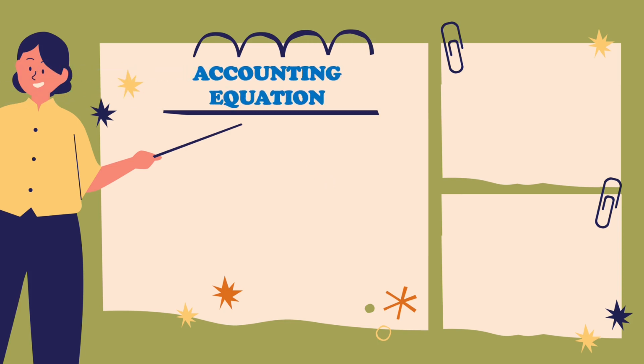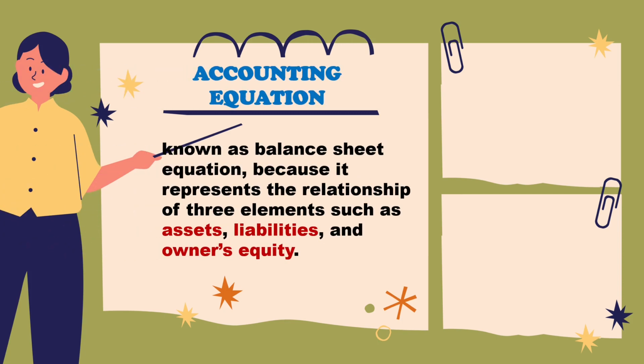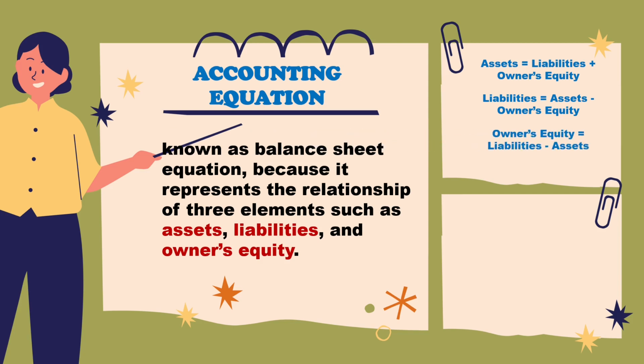Okay, accounting equation. It is known as the balance sheet equation because it represents the relationship of three elements: assets, liabilities, and owner's equity. The accounting equation is assets equal liabilities plus owner's equity. To get liabilities, liabilities is equal to assets minus owner's equity, and to get owner's equity, it is equal to assets minus liabilities. To analyze transactions using the accounting equation, we should know the rules of debit and credit.